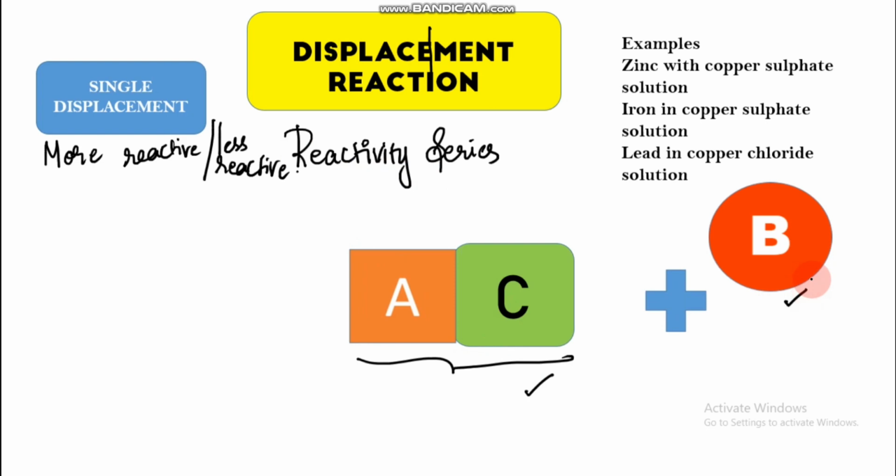And always keep one thing in your mind. A metal will go and displace another metal. A non-metal will go and displace another non-metal. If you are considering A as a metal, then B also will be a metal. What is the difference? A is the more reactive metal, B is the less reactive metal. That's why A has gone and displaced B to produce a new product, that is AC. And the examples I have given, please go through the examples and write the equations.